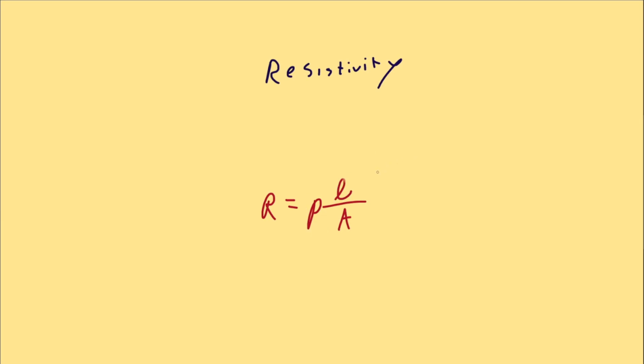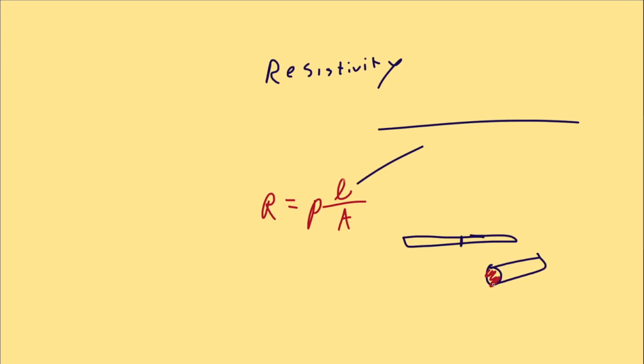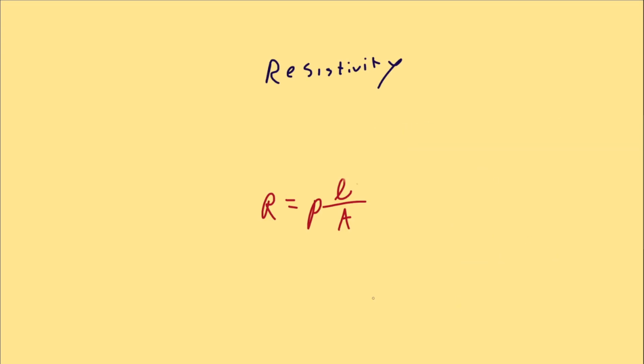L is simply the length of the wire, and A is the cross-sectional area. So if you cut it in half and you look at this face, the area of that. What this means in English is a longer wire has more resistance. A thicker wire has less resistance. And resistivity P depends entirely on material.